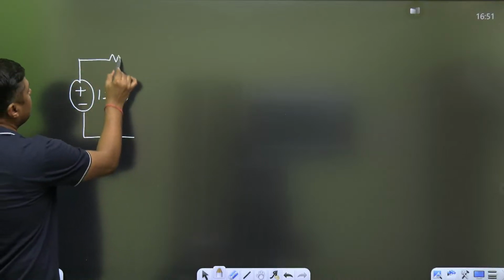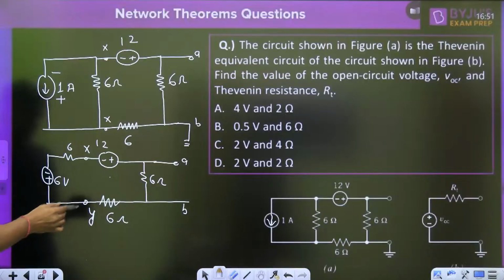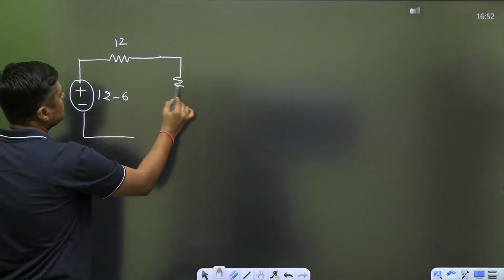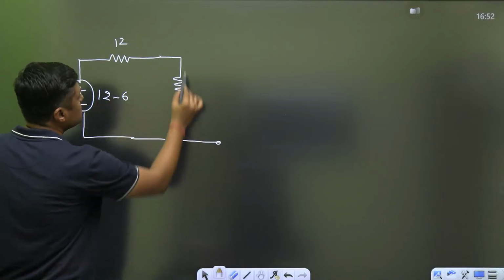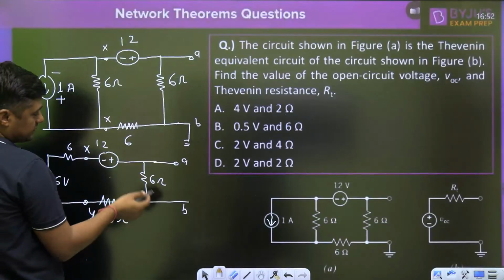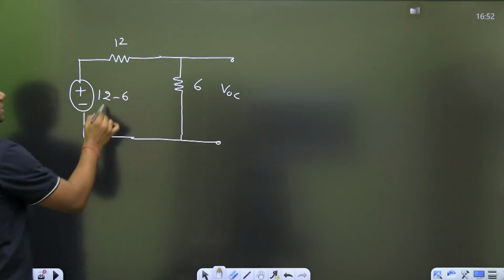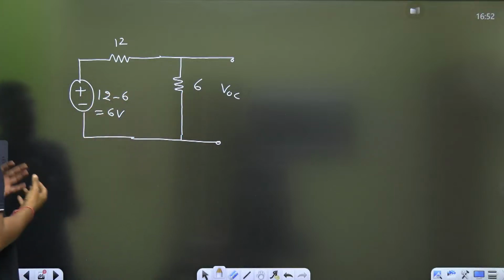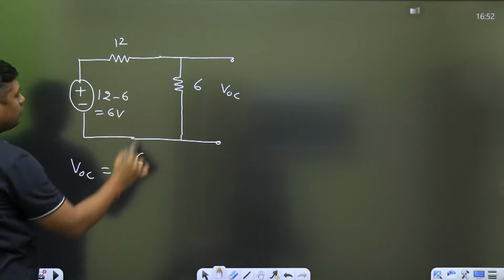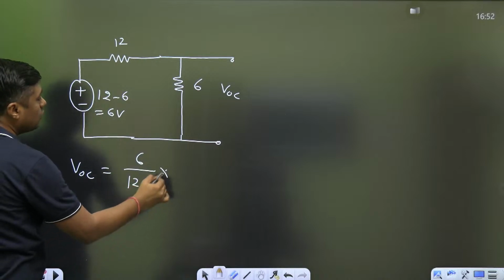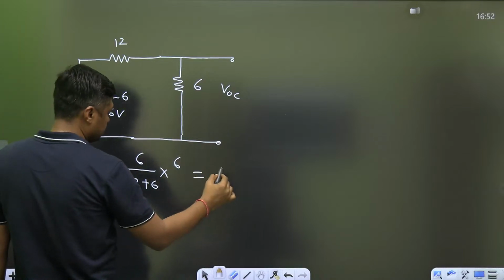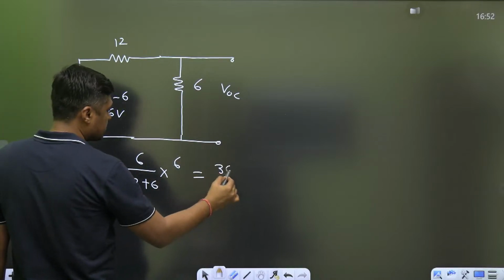In series we are having one resistor, that is 6 plus 6, 12. And here again we are having one resistor, and this is now the open circuit voltage. And what is the value of this resistor? 6. Can you apply the voltage division rule? So VOC will become 6 divided by 12 plus 6, multiplied with the 6. So you will get the 2 volt. Okay, 36 by 18, 2 volt.